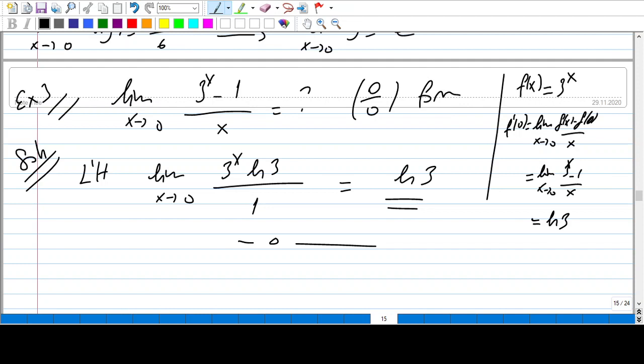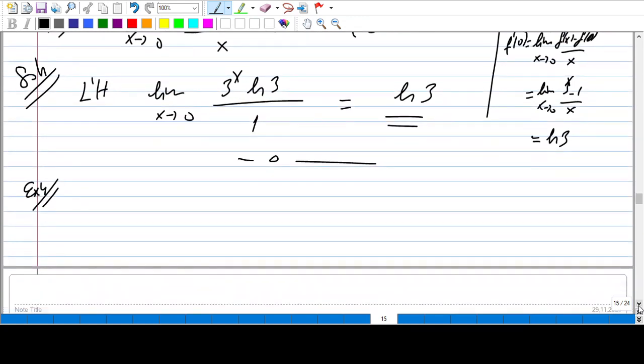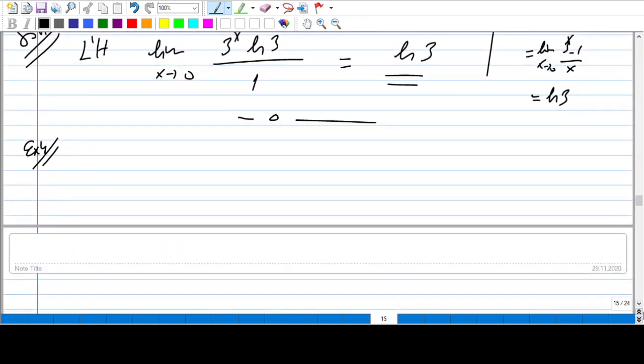Example number 4. Of course, you can find several examples in your book, in previous year exam questions, or in any calculus book. I suggest you solve more types of examples.